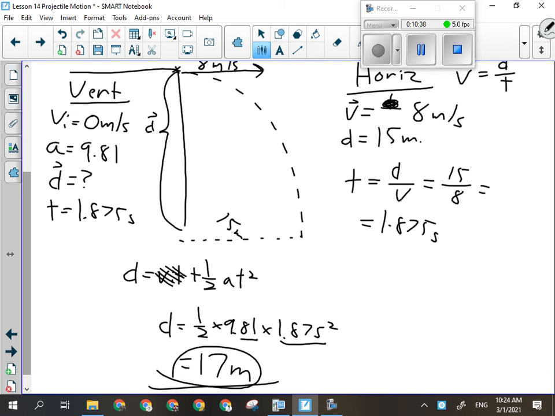Now, the thing we almost always have to find in a projectile motion question of any kind is time. Time is probably the most valuable piece of information for any projectile motion problem because it can be used for both the horizontal and the vertical parts of a projectile motion problem. It's the one thing they have in common.